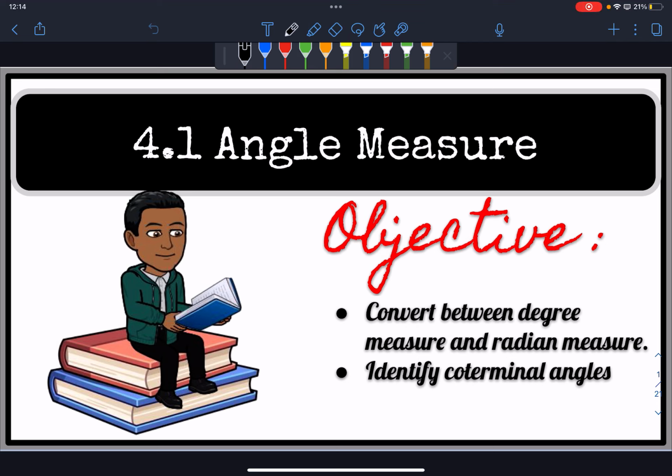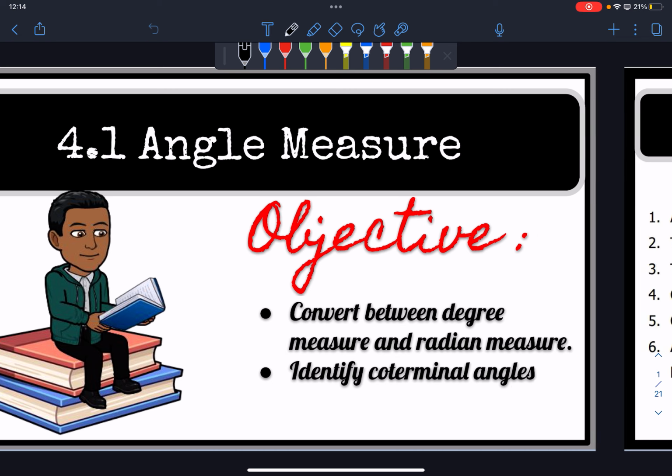Hello class. In lesson 4.1 angle measures, you will learn how to convert angles from degree measures to radian measures, and you'll also learn how to identify coterminal angles. Now this is going to have a lot of vocabulary first, so let's start with what an angle is.